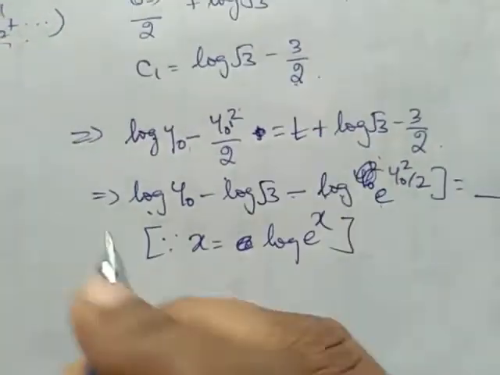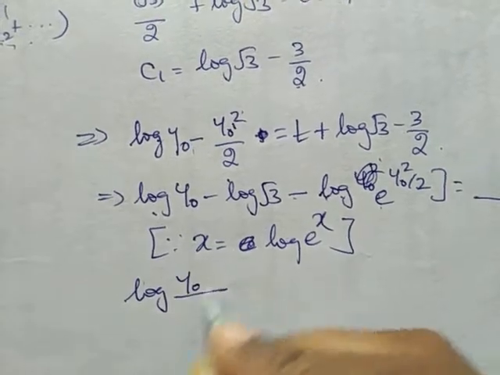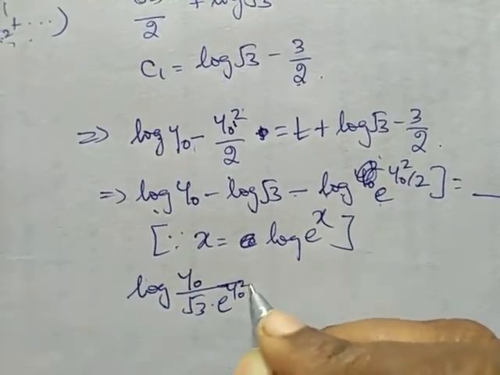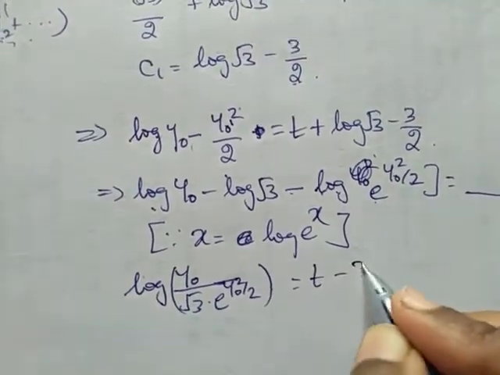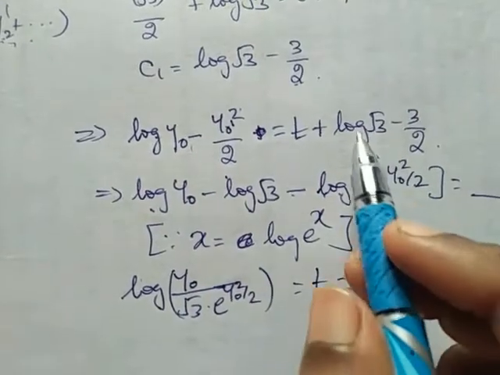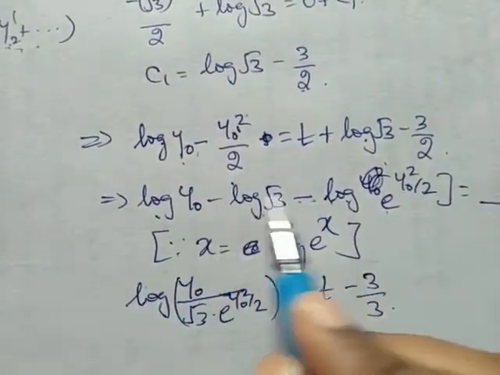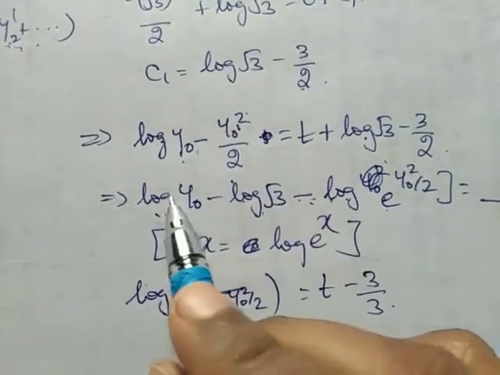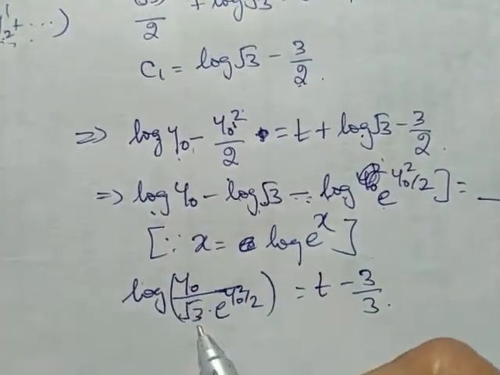Now this we can write as log of y naught by root 3 into e power y naught square by 2. RHS is t minus 3 by 2. We have shifted log root 3 to LHS. If we take minus common, log a plus log b is log a into b. Log a minus log b is log a by b.